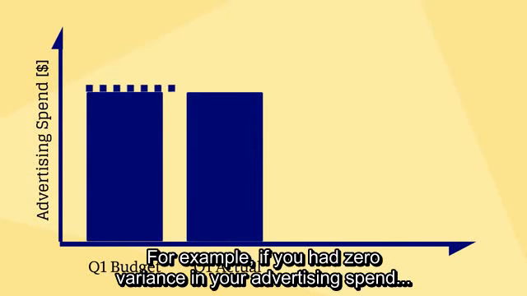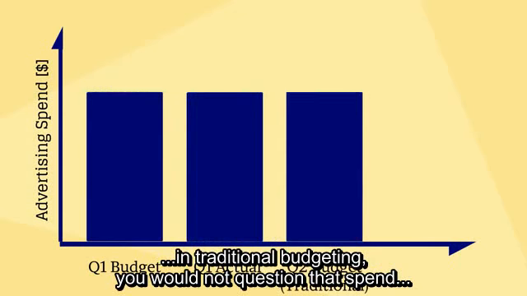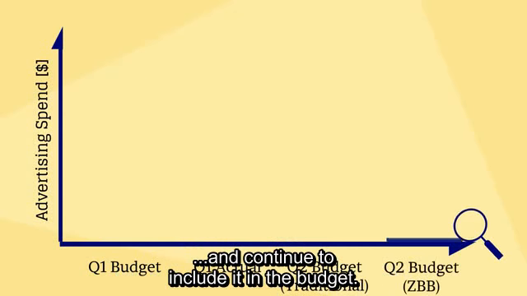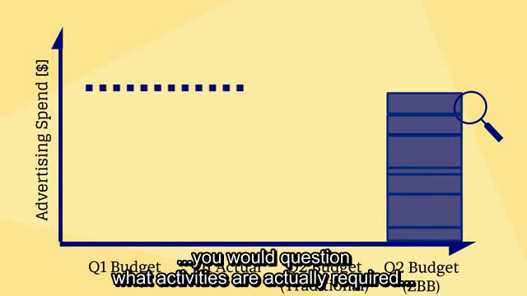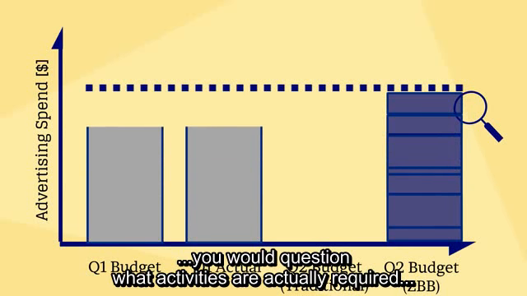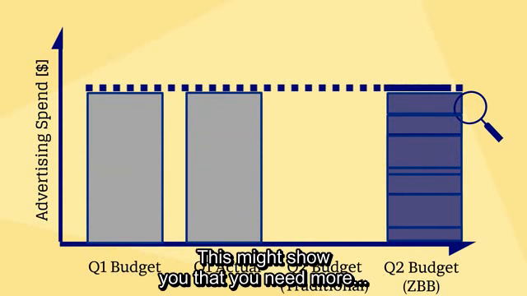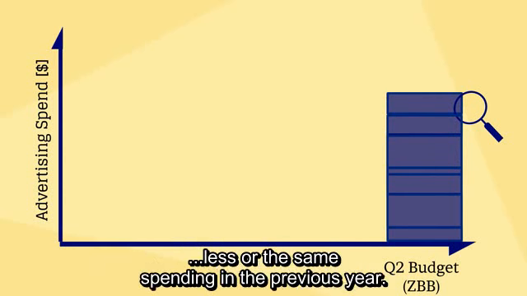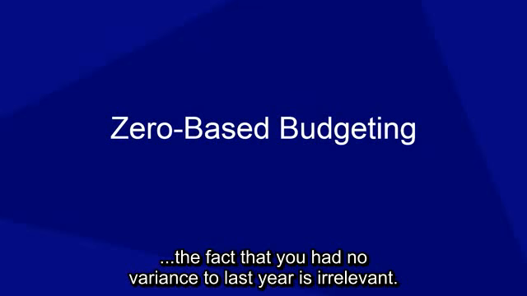For example, if you had zero variance in your advertising spend, in traditional budgeting, you would not question that spend and continue to include it in the budget. But in a zero-based budget, you would question what activities are actually required for advertising and how much they are expected to cost. This might show you that you need more, less, or the same spending than the previous year. But by starting from zero, the fact that you had no variance to last year is irrelevant.